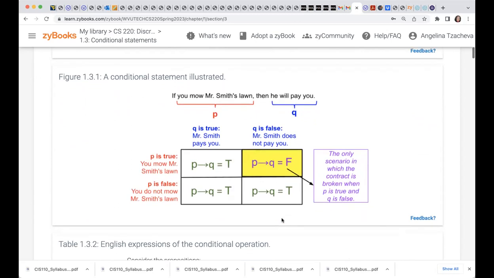So these conditional statements can also be used for other applications other than grocery stores. Let's say if we mow Mr. Smith's lawn, then he will pay us. Again, it's an if and then statement. So if we have proposition 1, then we also have proposition 2.